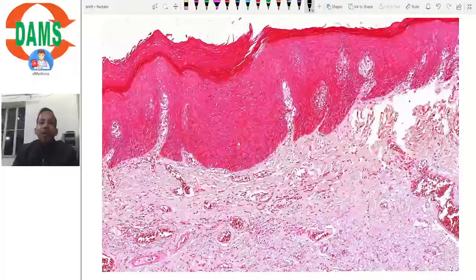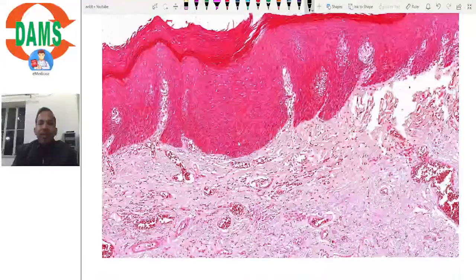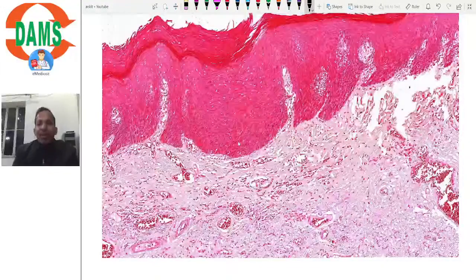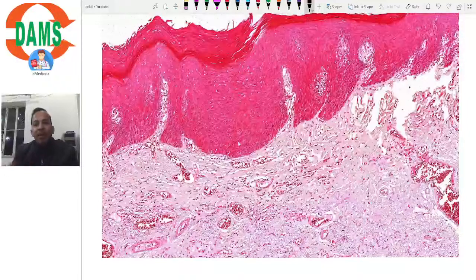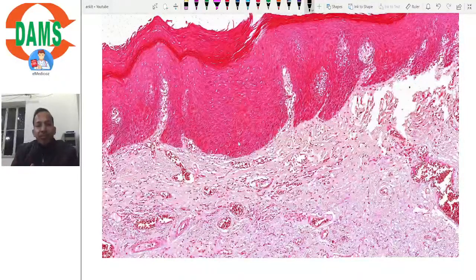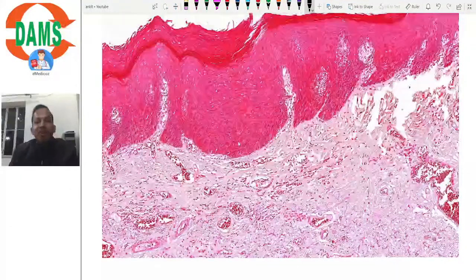This is nothing but Mallory's stain, right? Mallory's stain is used to stain the cytoplasm. It will stain pink. The collagen fibers will be stained blue, and RBCs will be stained orange. So it will stain the tissues in different colors. That's how it helps in differentiating different tissues, right?